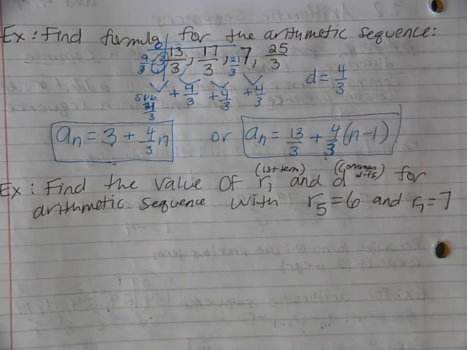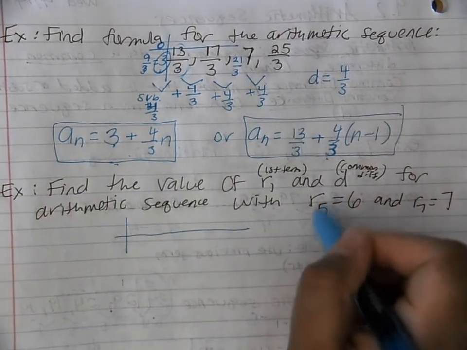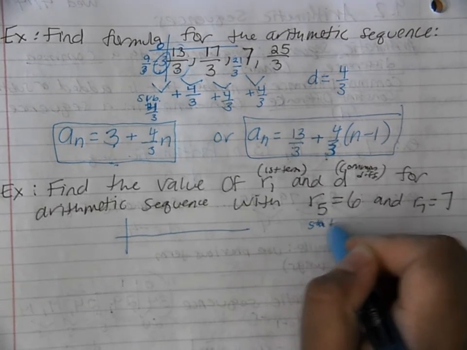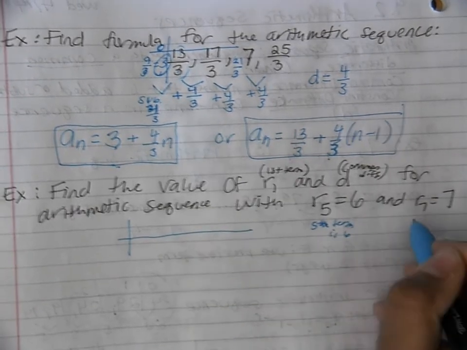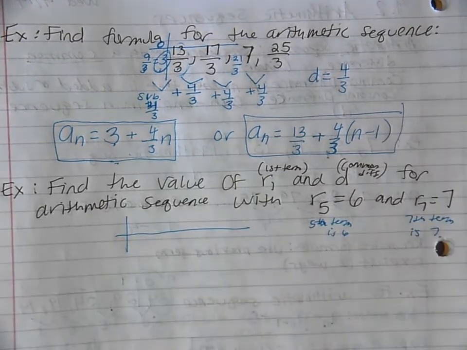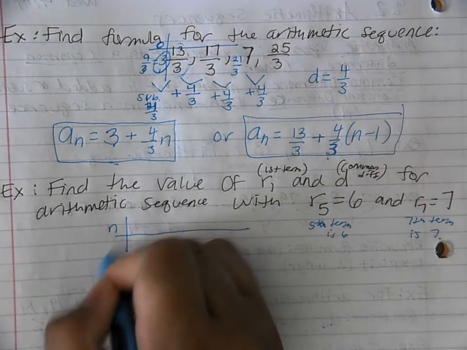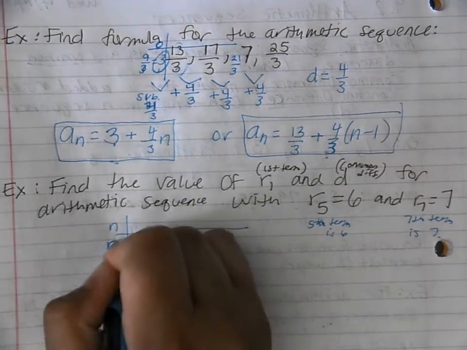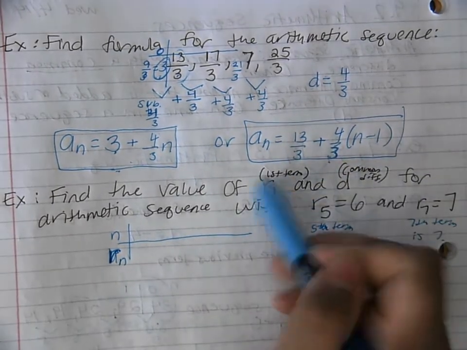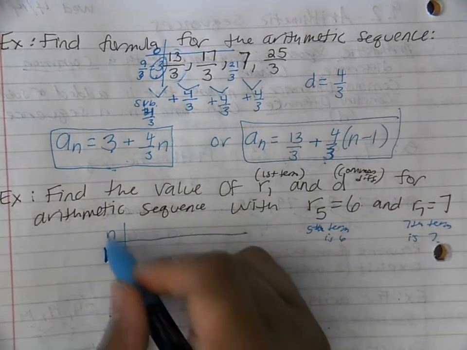So what you would start with is it helps if you make a table for yourself. And what I know is that the fifth term is 6. That's what this means. This means the seventh term is 7. Okay, so we can go ahead and put that in here. If I imagine this is my n and this is my, I'll call it r sub n because that's what the question used. So you can use any letter, but they're using r. So n and r sub n.